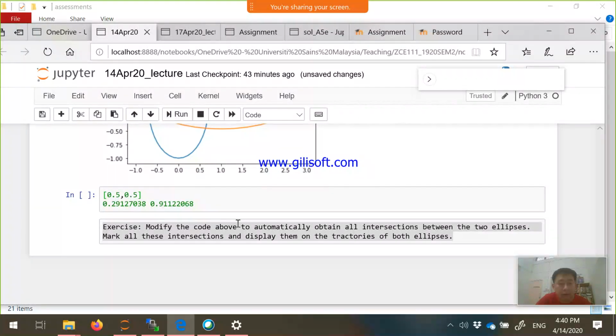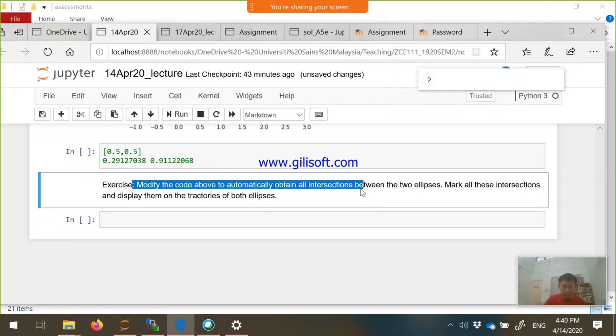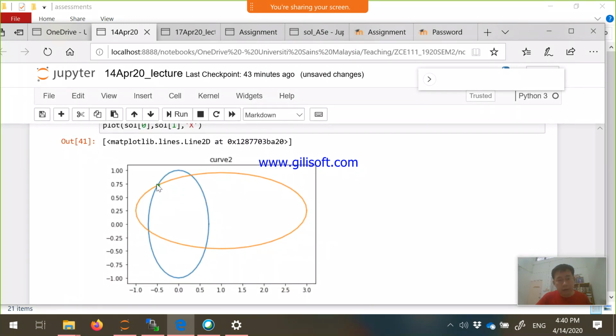That is to modify the code so that you can automatically obtain all intersections. Therefore, it can automatically locate these, extract the coordinates of these 4 intersections, and then plot them onto the orbits. For example, here you have only one intersection marked. So I want you to modify the code so that when I press the button of your assignment, your code should not only return me these 2 ellipses, but also mark the intersections of these 4 points automatically.